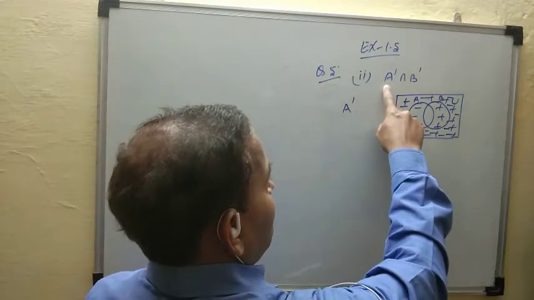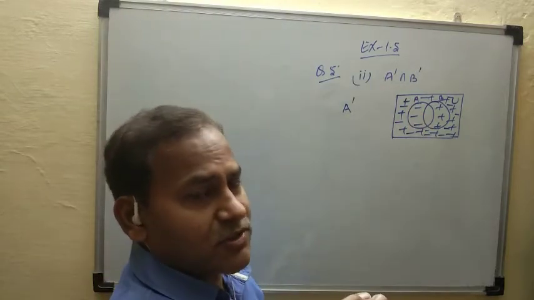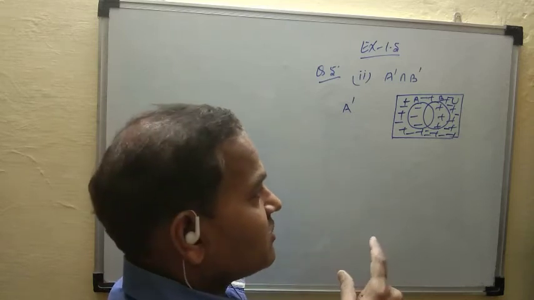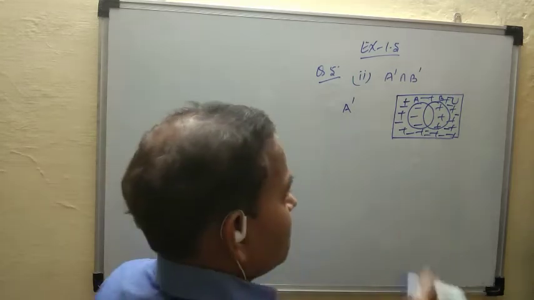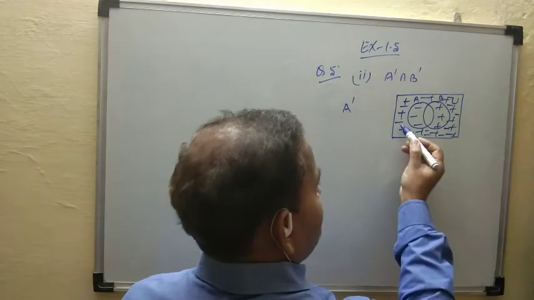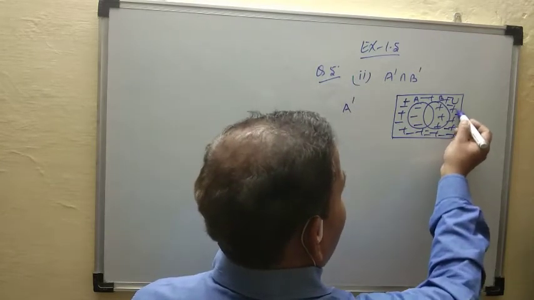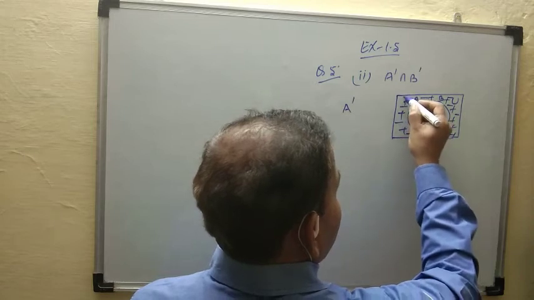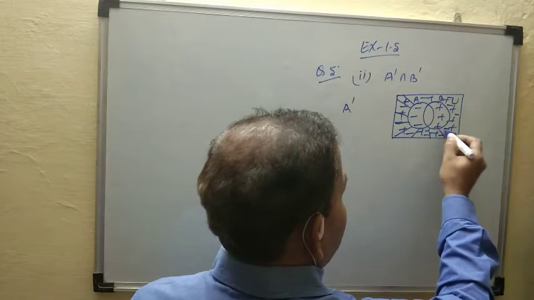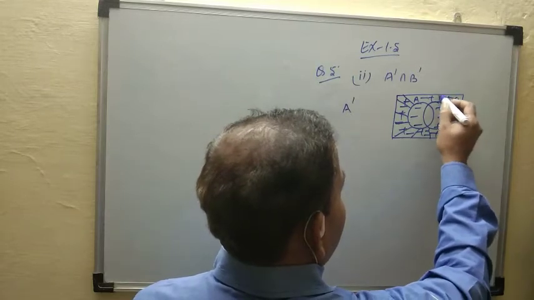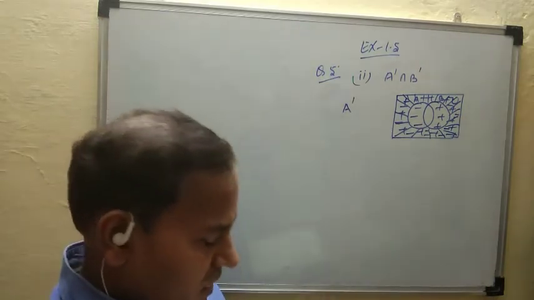Now draw the Venn diagram of A dash intersection B dash, that is the common part. Common part means the region having both signs, plus and minus. This is plus, that is A dash, and minus also, so B dash also. So A dash intersection B dash is outside of A and B. This is the Venn diagram of A dash intersection B dash.